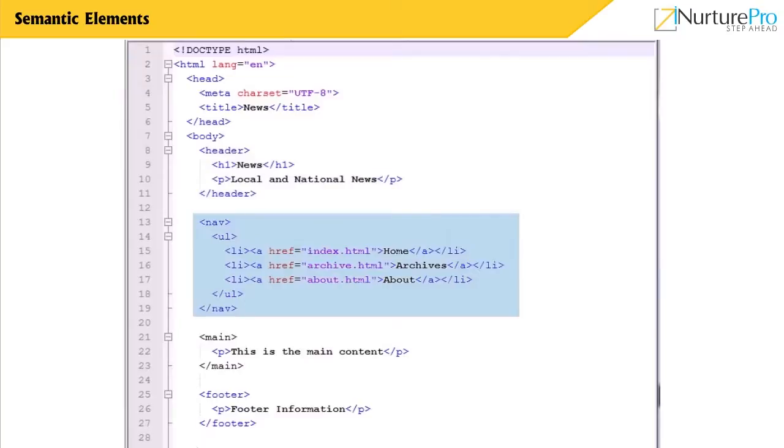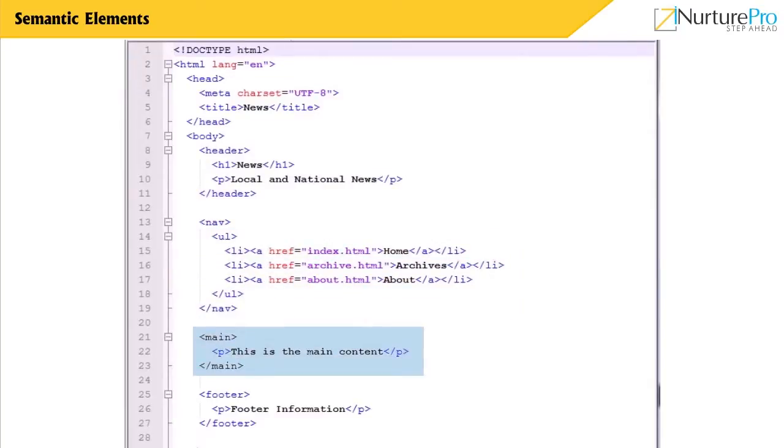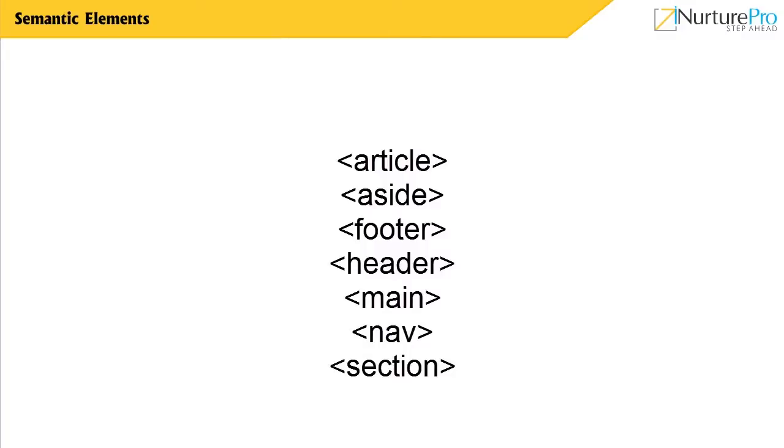The navigation element contains some links. The main element contains the main content of the web page, and the footer element contains footer information. So these new elements can make it easier for us to understand the content of a web page.